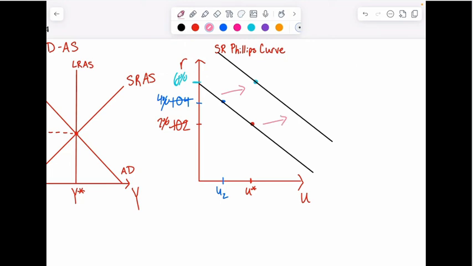So this is curve 2. And this line right here, where these 2 points are the same, is our long run Phillips curve, which is NAIRU.